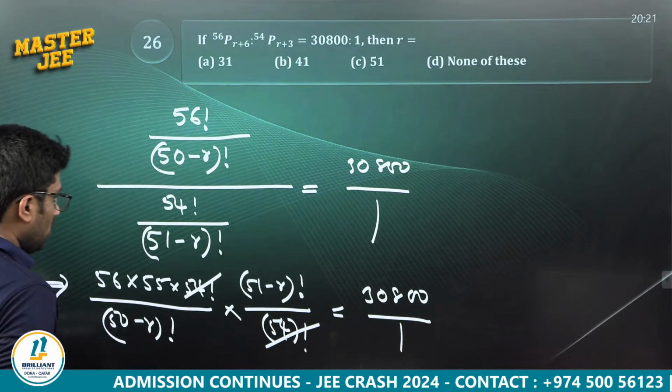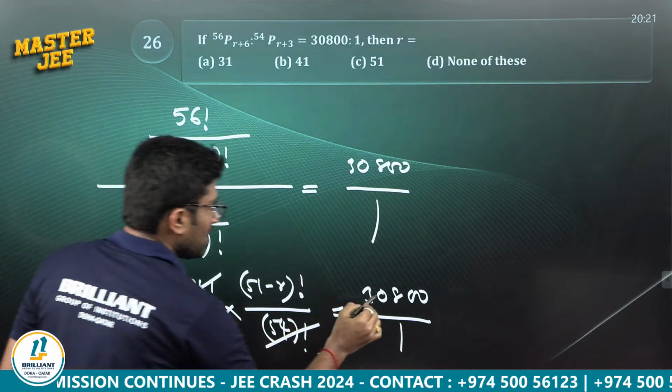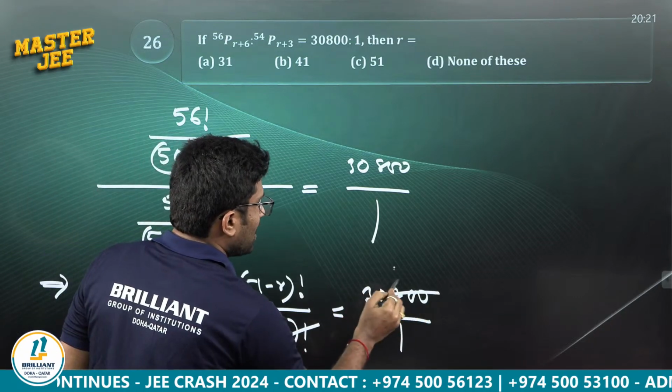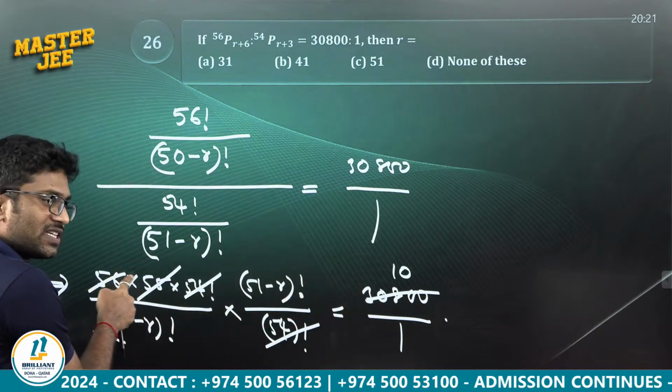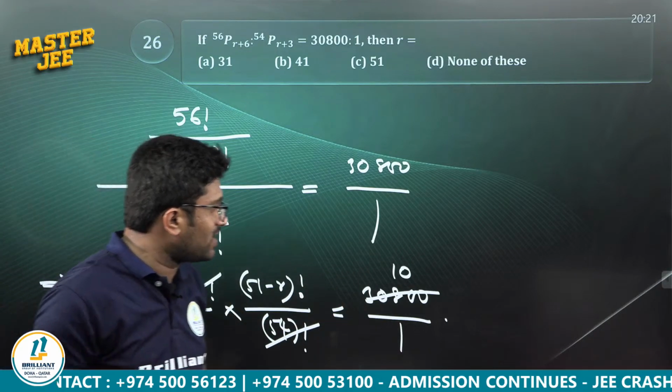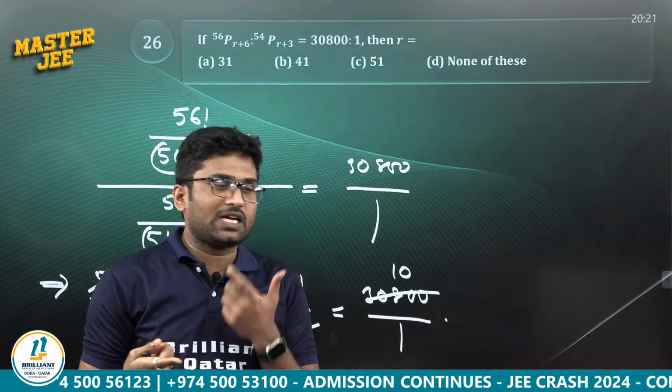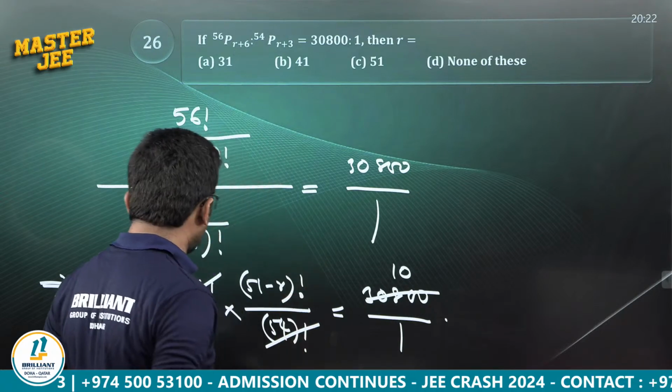56 into 55 is equal to 3080. So 1s are 10s are, we get that. So simple. 1s are 10s are, because 56 into 55 we get 3080. Here we have 30800. So 0, that 10 will be left.